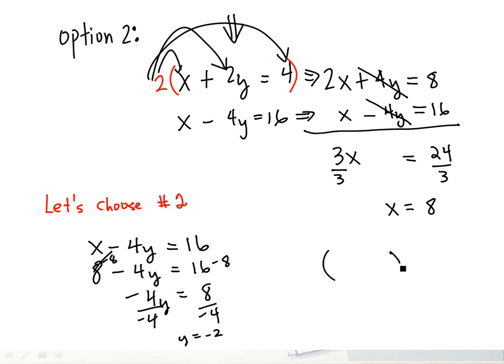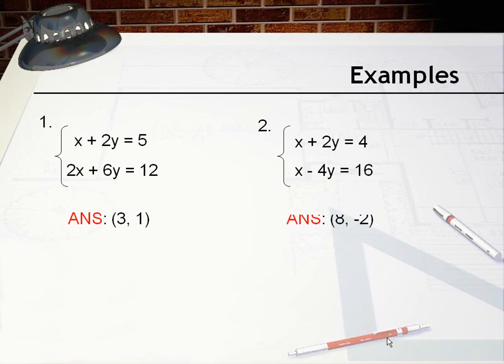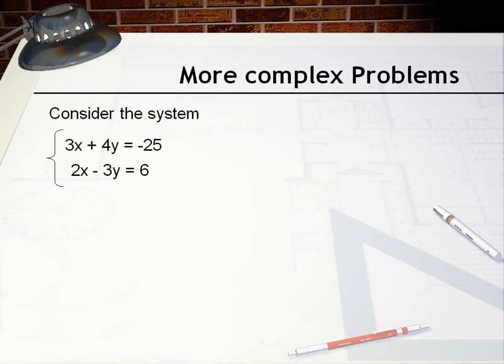So was that the answer that we got already? Yes. So I'm just showing you that it does not matter how you manipulate the equations. As long as you do it legally, your answer should come out. So yes, number 2, the answer was 8, negative 2, and I showed you 2 different ways to work it out. Alright, more complex problems.